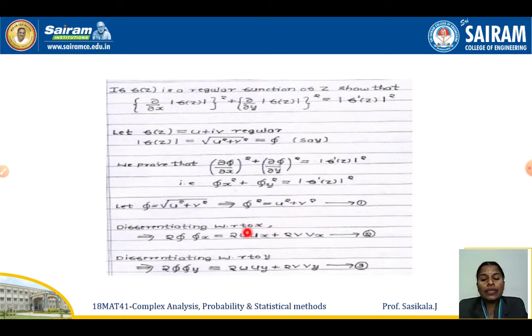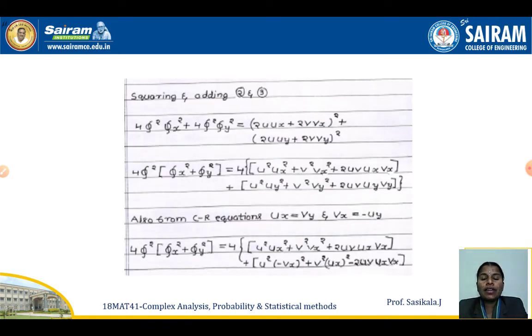Now differentiate with respect to x and y in this equation. What do we get? 2 phi into phi x, since phi squared differentiates to 2 phi, again phi is differentiated with respect to x, which is equal to, here I have both u and v with respect to x and y, right? So 2u ux plus 2v vx, where we differentiate v with respect to x. Similarly with respect to y, I'll get 2 phi phi y equal to 2u uy plus 2v vy.